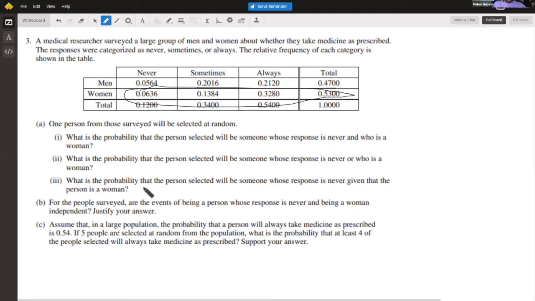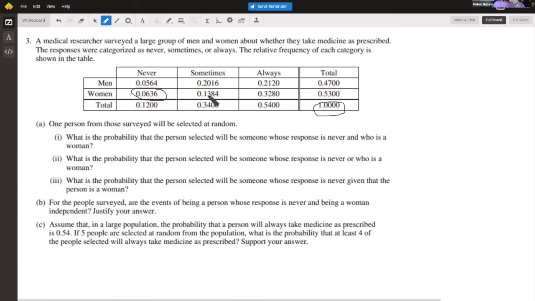Exactly. Oh, because it said given. So we don't need to know that they are a woman for sure. They could be either or. But if they are a woman and they're here, of all of the total.